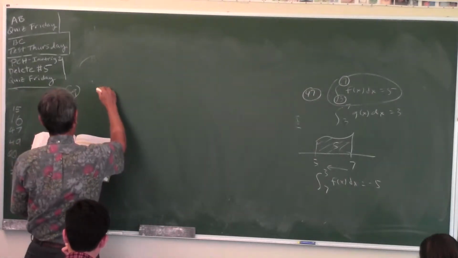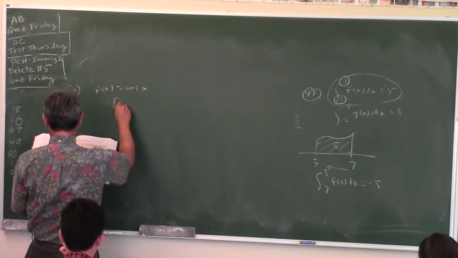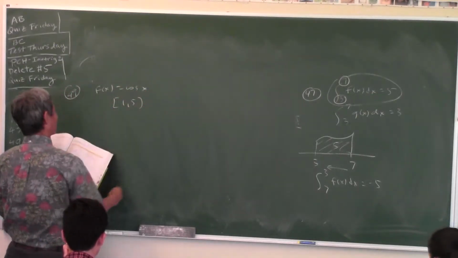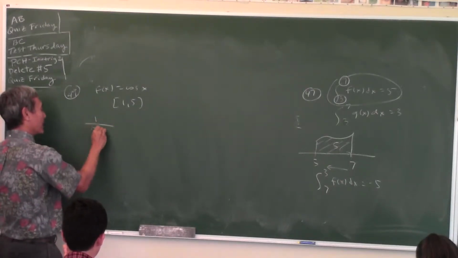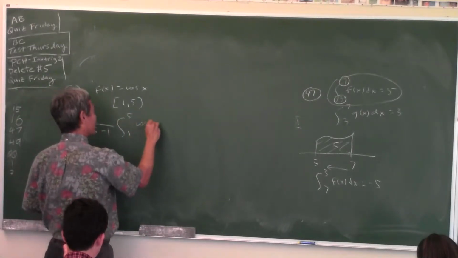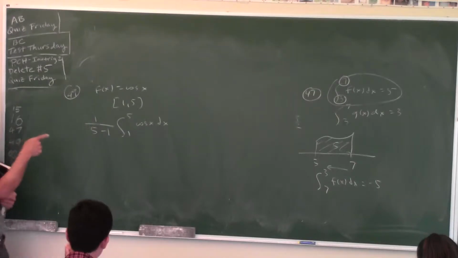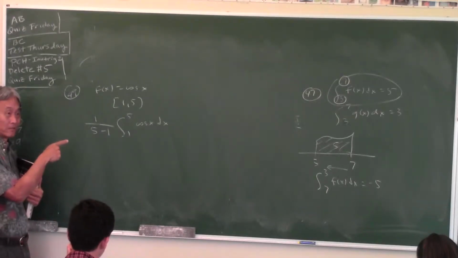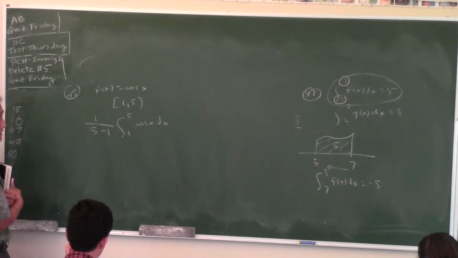You're going to have to use your graphing calculator to compute the average value right here. So what is the function? F of x is the cosine function on the interval from 1 to 5. What's the formula for average value? 1 over b minus a, integral from a to b of f of x dx, and you simply punch this in on your calculator. But make sure you're in radian mode, because if you're in degree mode, c'est la vie, you lose half the points.